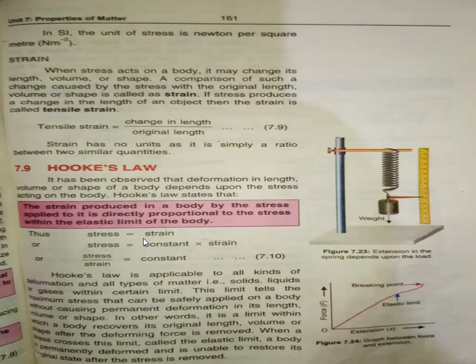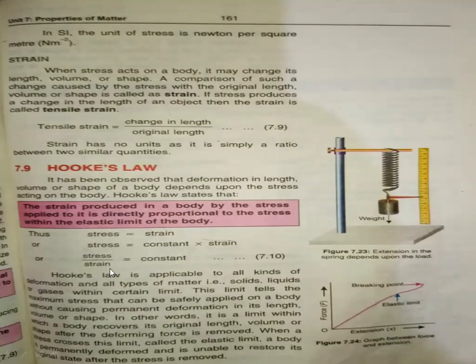This is called strain. So if we remove this weight, the body will come to its original position. So stress is directly proportional to strain, within the elastic limit. If you remove the directly proportional sign, it will come with an equal sign and some constant of proportionality. If you want to find out the constant, stress and strain are multiplied here; if it goes to the other side, it will be divided. So stress divided by strain equals some constant.